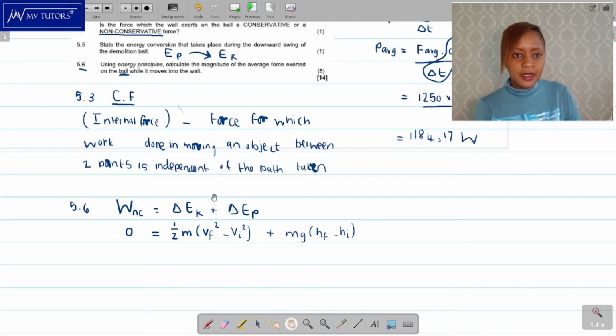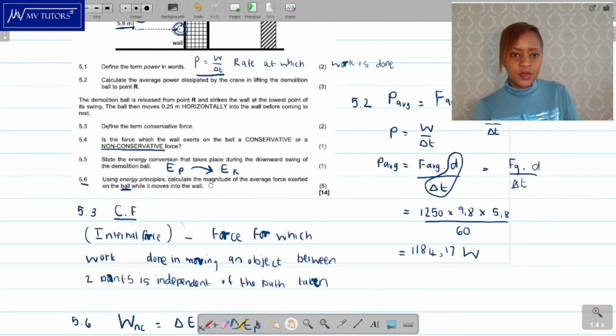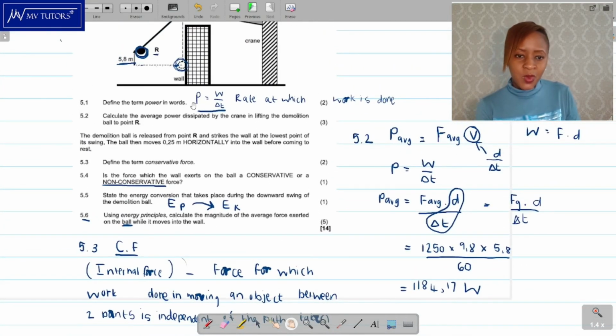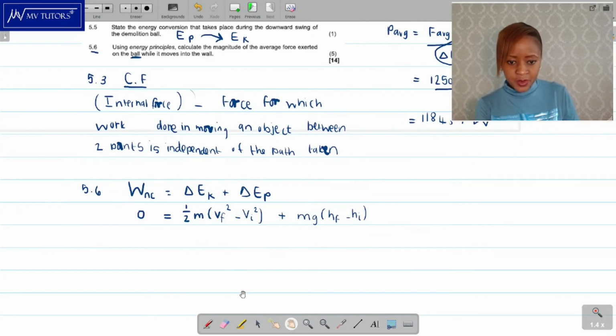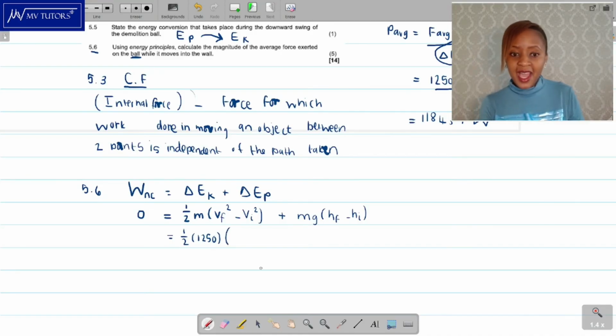Let's just go back again. Calculate the magnitude of the average force exerted on the ball. So it's the force exerted on the ball by the wall, right? We have the mass already, the mass is 1250. Now the final velocity, obviously the ball will come to a standstill, right? So then we can say the final velocity would be 0.